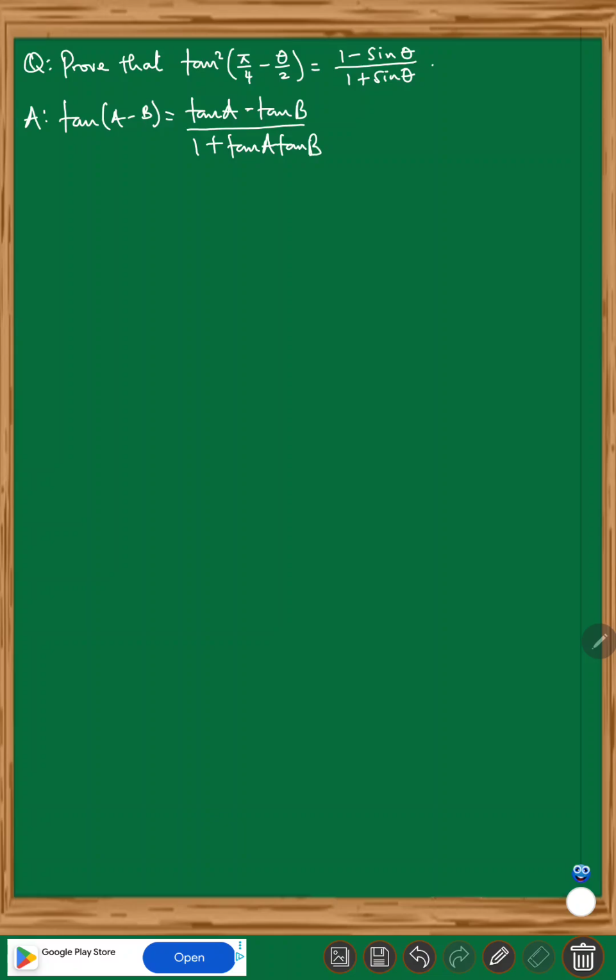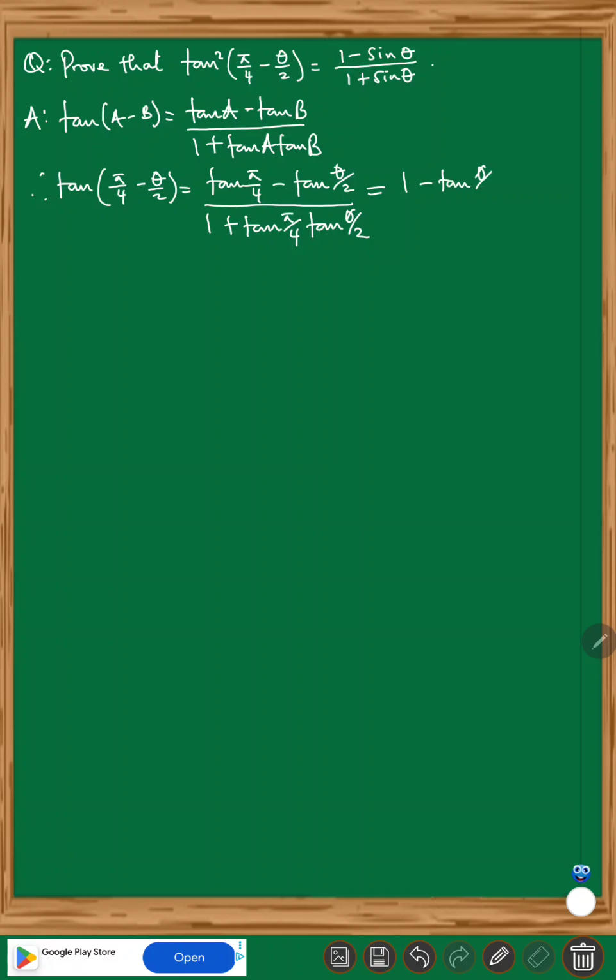Then that means that if A is π/4 and B is θ/2, we're going to get that tan(π/4 − θ/2) is equal to (tan π/4 − tan θ/2) all over (1 + tan π/4 tan θ/2). But of course, we know that tan π/4 is equal to 1. So we have (1 − tan θ/2) over (1 + tan θ/2).